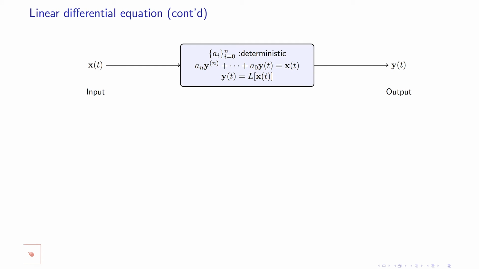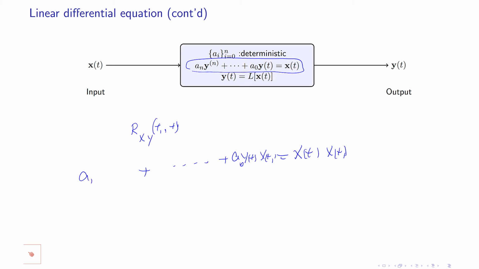Now, for this system, if I want to calculate r_xy(t1, t2), I could consider this differential equation and multiply both sides by x(t1). So I will get x(t) times x(t1) is equal to a_0 y(t) times x(t1), and then plus everything else, plus a_n, and then d/dt n times of y(t) times x(t1). Now I could apply the expectation operator on both sides of the equation.